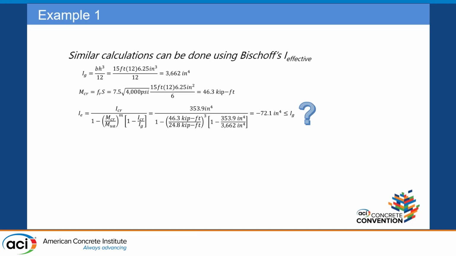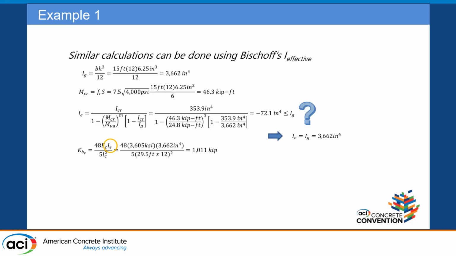That ought to be a little bit of a red flag, but in my experience, I've seen people move on from these calculations because you go, well, my cracking moment is bigger than my factored moment, which means that I'm on that elastic vertical part of the curve, right? So let's not get too worried about this. That just must mean that we need to use I gross, okay?